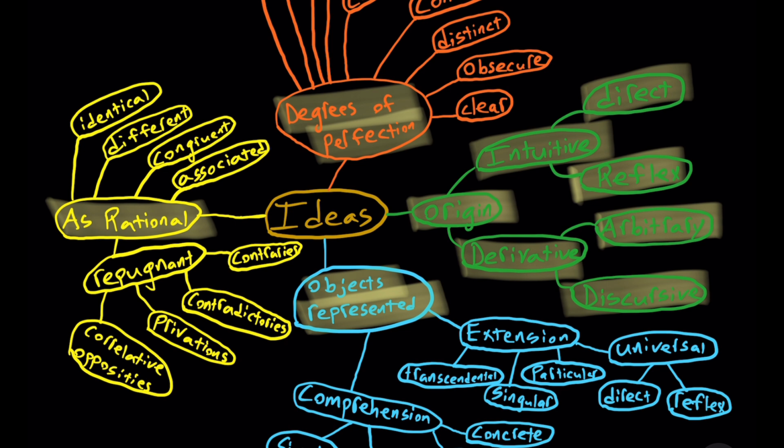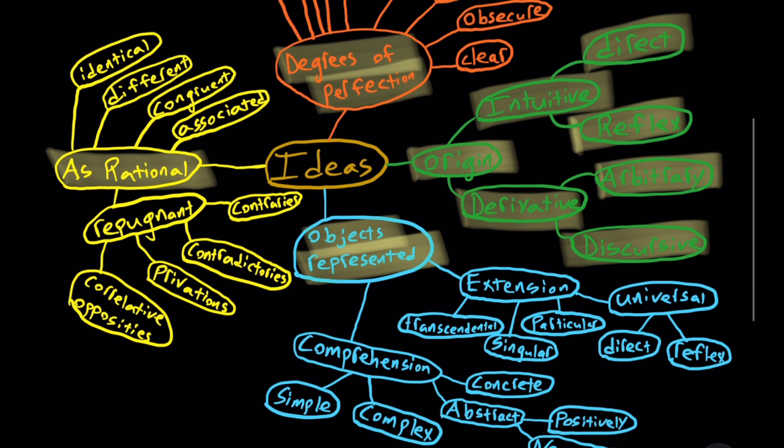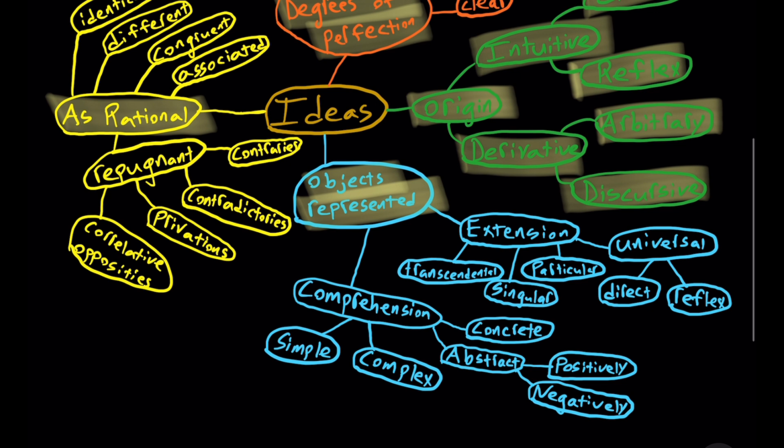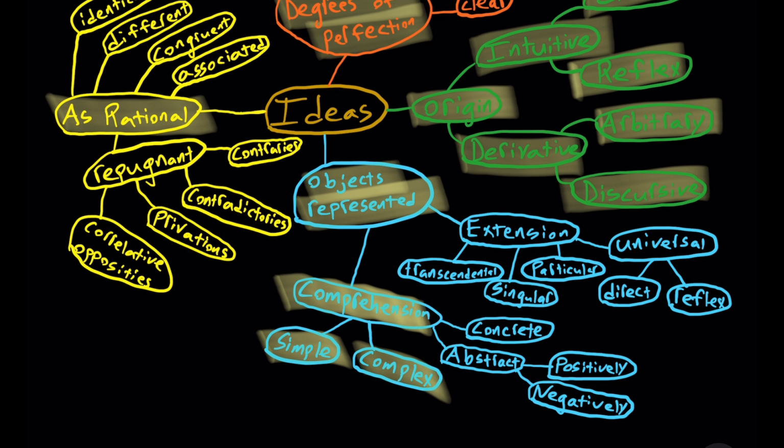Next, we can classify ideas in terms of how the object is being represented. It'll be represented in terms of comprehension or extension. Remember, comprehension deals with the objective notes of an idea. An idea may be simple or complex, depending if there's one note or many notes with a given idea. A complex idea is, so to speak, complex. It has many features to it.